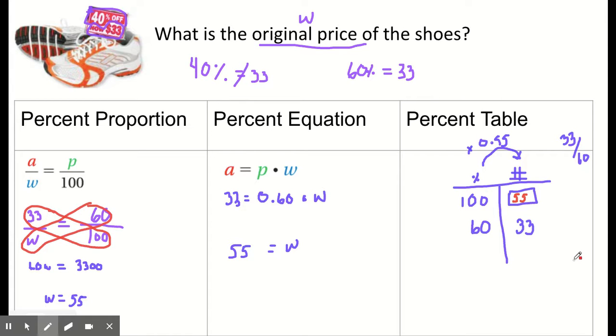All right, so I solved it 3 different ways using the percent proportion, the equation, and the table. Remember with this question, they kind of threw a curveball in there, meaning that they gave you the 40% and the $33. The 40% does not equal the $33. The 40% off will make $33. So I had to take 100% and subtract 40% to get to 60. That was equal to the $33. So that was important to know from the very beginning.